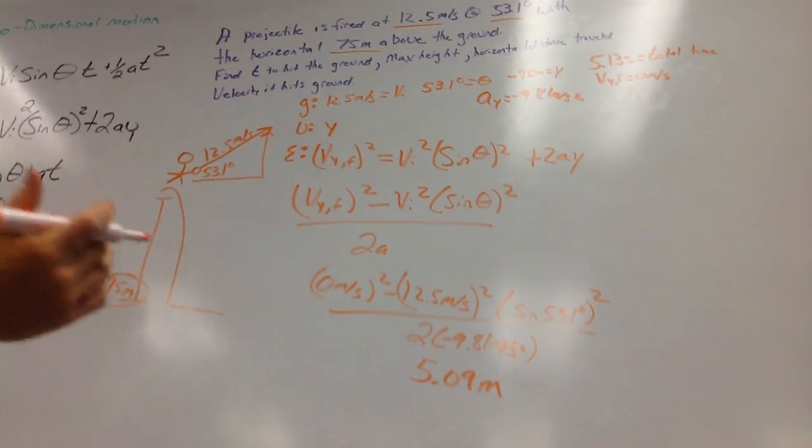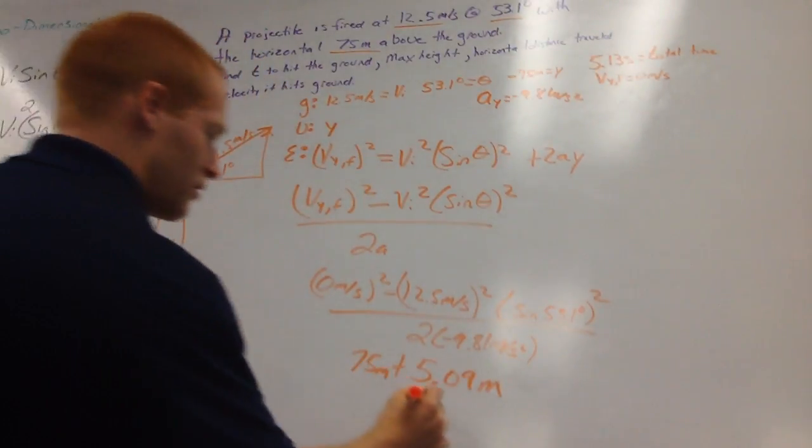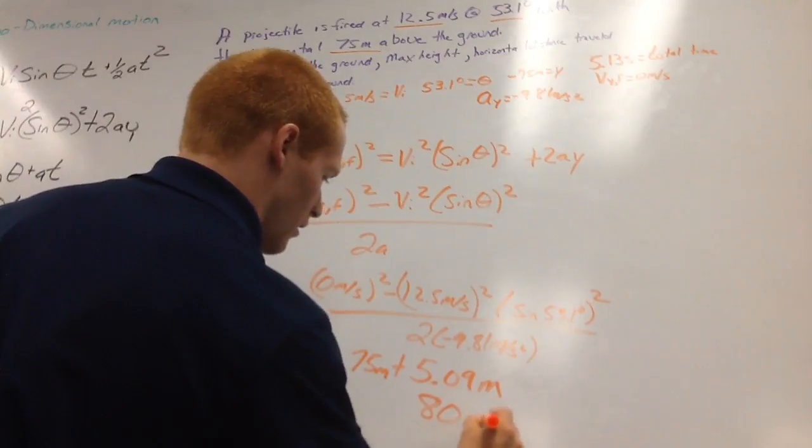Okay. So that's the height, but then we also need to add the 75 meters because we're starting 75 meters above the ground. So we'll have 75 meters plus 5.09 meters for a maximum height of 80 meters.